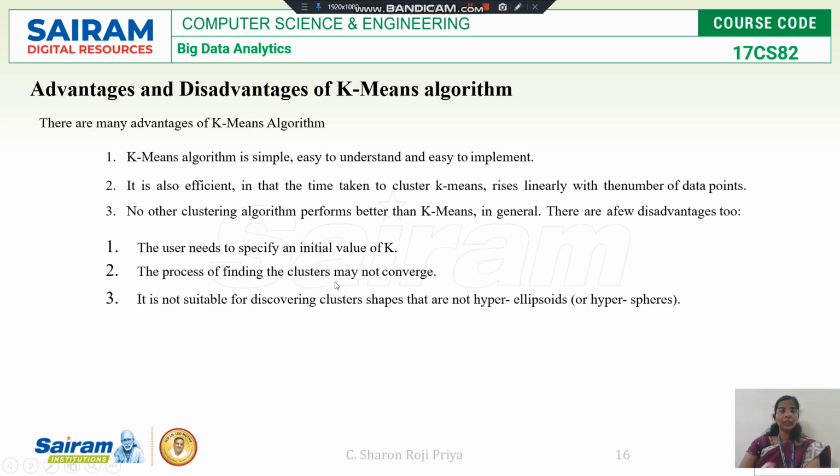And the process of finding the clusters may not converge for some points. As I said, you have to continue the process until the clusters are stabilized. What do you mean by stabilizing? You should get the same value in 2 continuous steps. And it is not suitable for discovering cluster shapes that are not hyperellipsoidal. So these are the few disadvantages of the K-means algorithm.